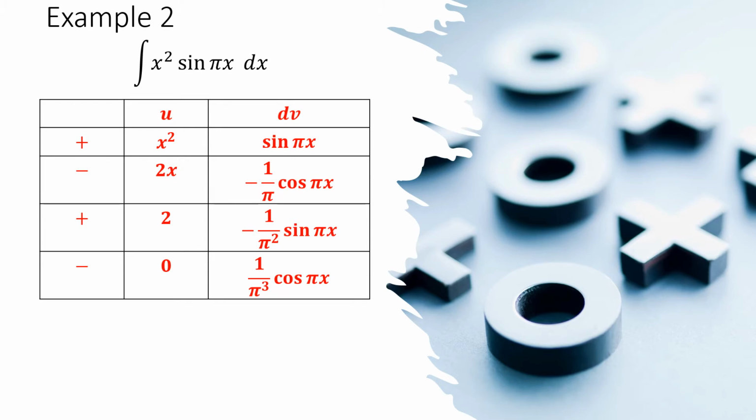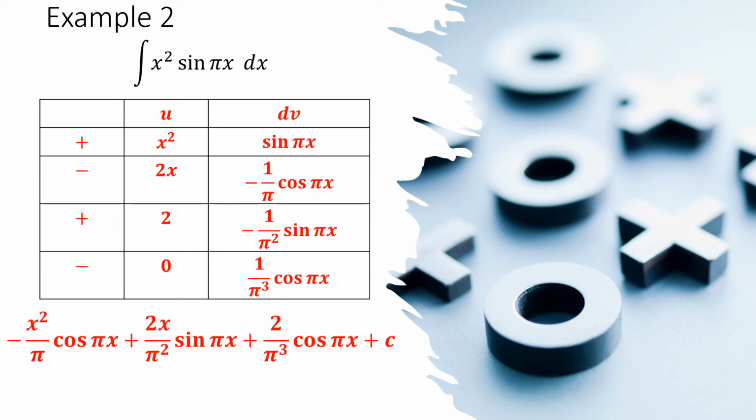And then on that dv side, I'm starting with sine pi x, and I'm integrating down. So I'm going to have sine pi x, then negative 1 over pi cosine pi x, then negative 1 over pi squared sine pi x, and lastly 1 over pi cubed cosine pi x. Now remember, when you set up your table, you have to alternate your signs. So we always start positive and then alternate positive, negative, positive, negative. All right, so once I have that table, remember we're going to work the diagonals.